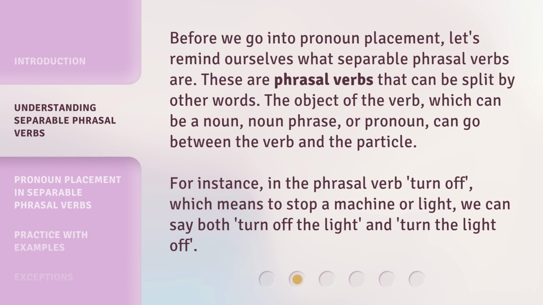Before we go into pronoun placement, let's remind ourselves what separable phrasal verbs are. These are phrasal verbs that can be split by other words. The object of the verb, which can be a noun, noun phrase, or pronoun, can go between the verb and the particle. For instance, in the phrasal verb turn off, which means to stop a machine or light, we can say both, turn off the light, and turn the light off.